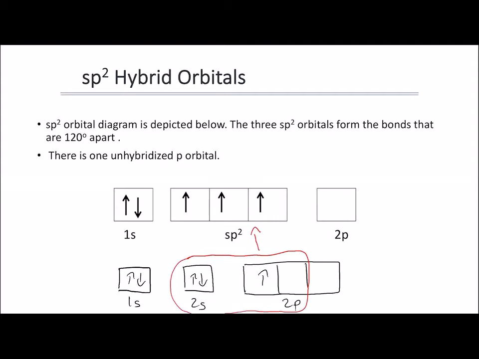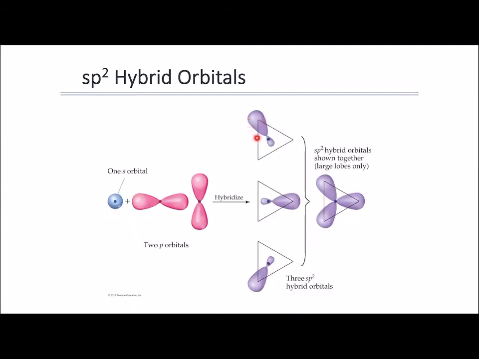So in an sp2, my orbitals are all bonded at 120 degrees apart from each other. This is how we get our 120-degree angle for trigonal planar molecules. So you can see here I have one of my sp2 orbitals, a second one, and a third one. And they end up with a trigonal planar configuration.